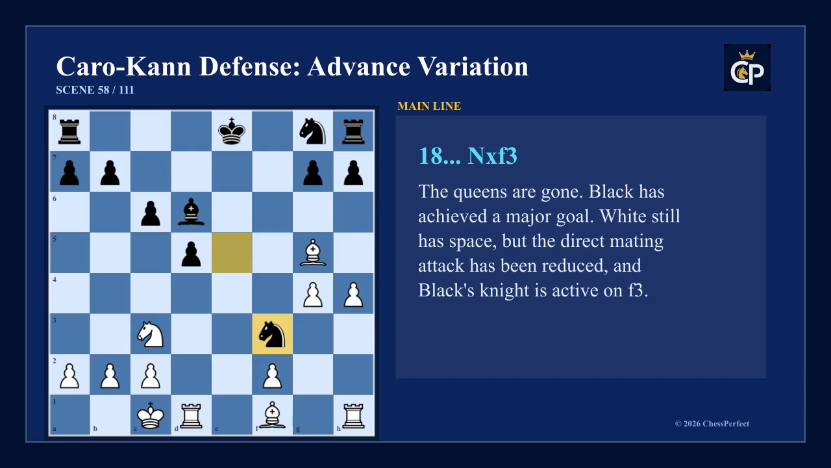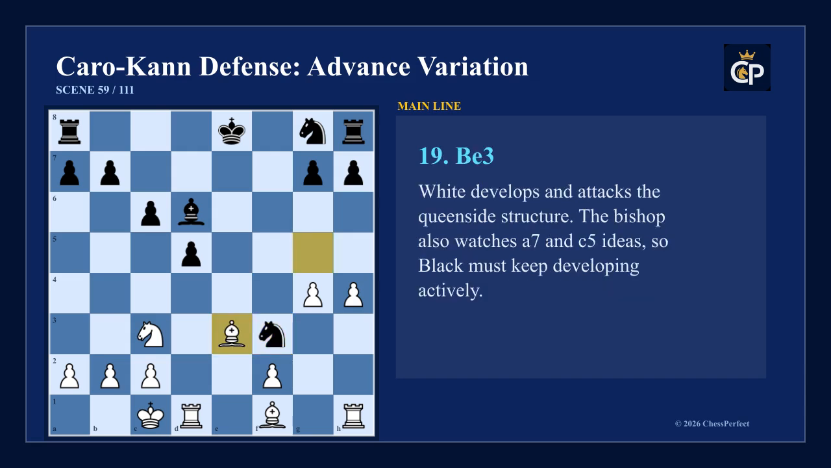Black has achieved a major goal. White still has space, but the direct mating attack has been reduced, and black's knight is active on f3. Bishop e3. White develops and attacks the queenside structure. The bishop also watches a7 and c5 ideas, so black must keep developing actively.